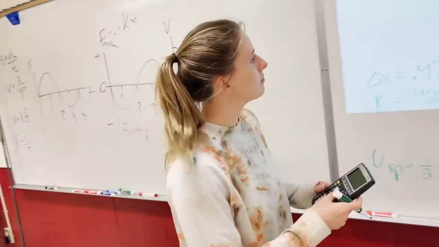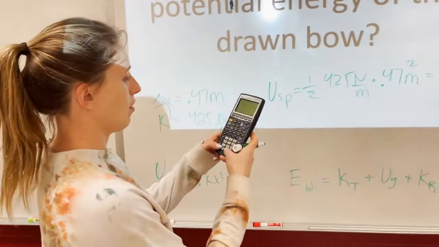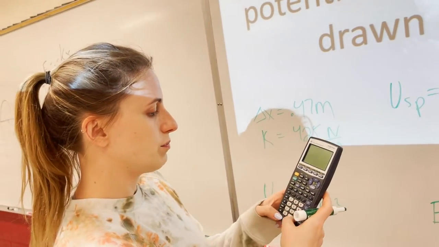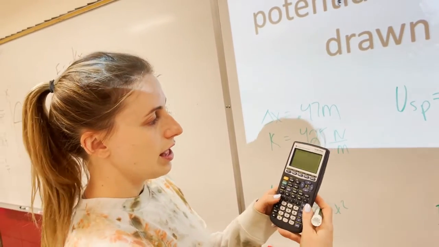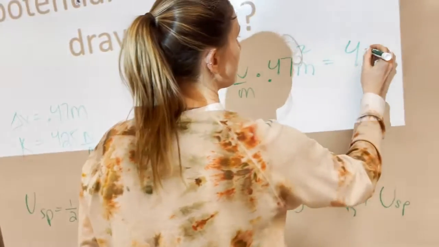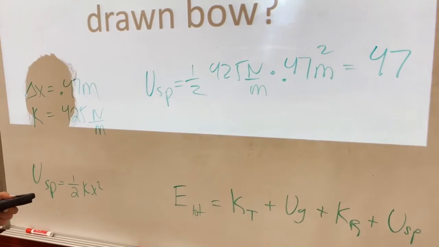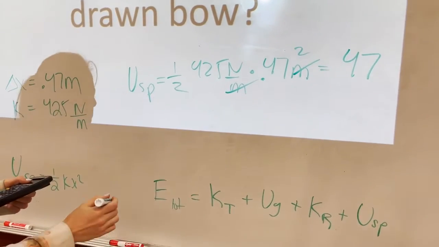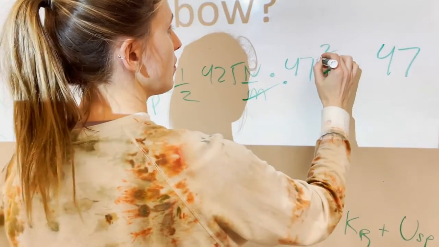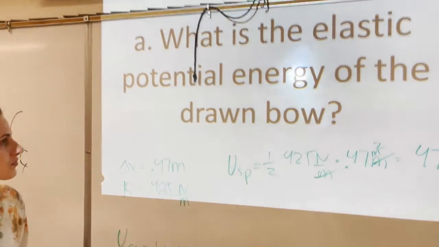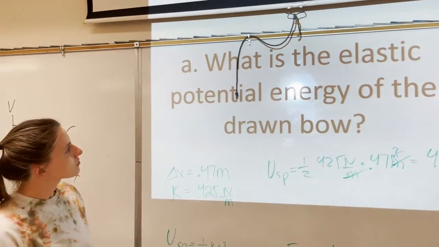Okay, so 0.5 times 425 times 0.47 squared, and I get, we're gonna call it 47. And that's my units. Newtons. I beg your pardon, joules, because these are squared, right? A newton meter. Joules. So you've got 47 joules stored in the bow.